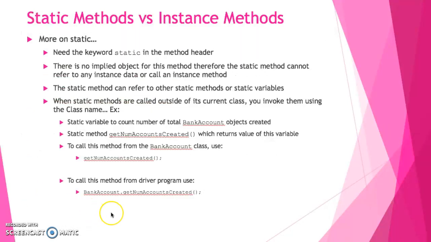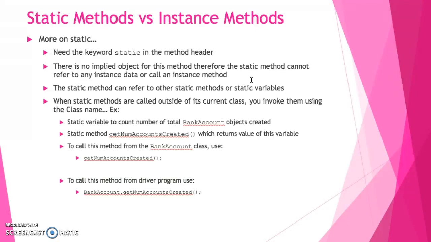So to build on this a little bit more, a static method is going to have the word static in the method header. There's no implied object, and because there's no object connected to the method, you cannot refer to any instance data or call any instance methods. Static methods can refer to other static methods or static variables. And if a static method is called outside of a current class, you would invoke it using the class name.